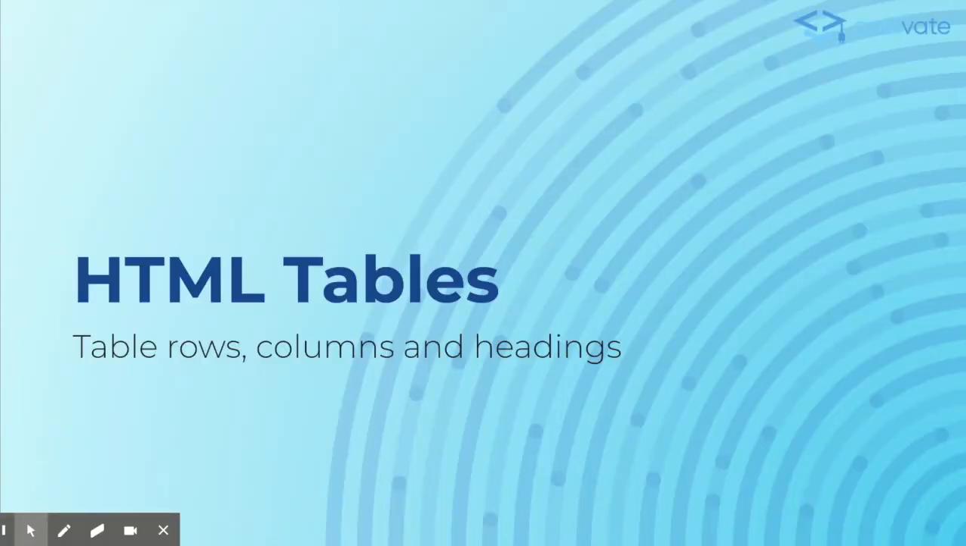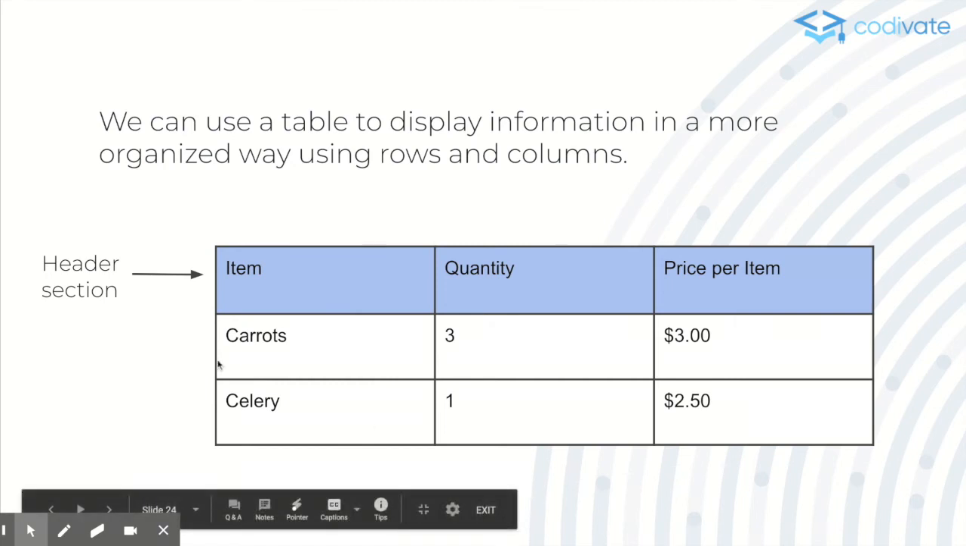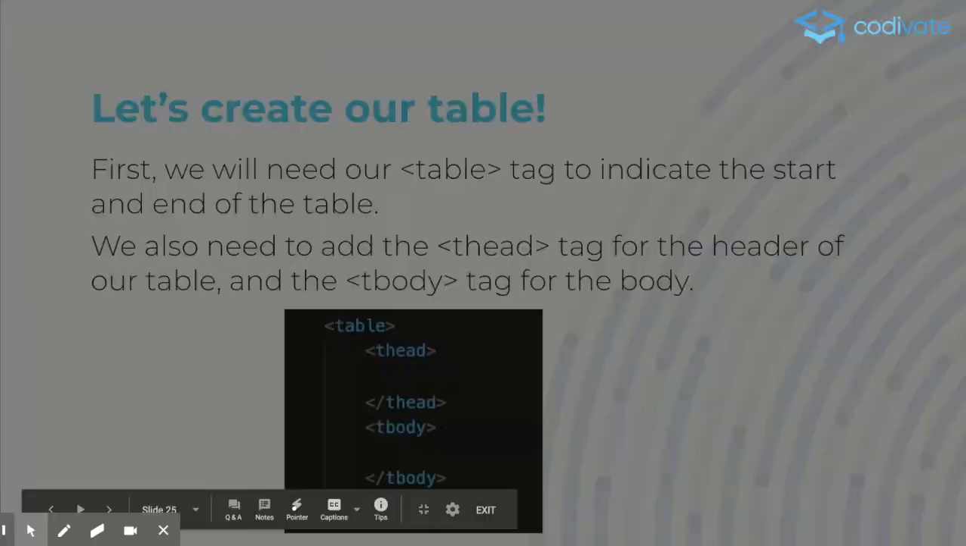HTML tables, and that includes rows, columns, and headings. We can use a table to display information in a more organized way than using rows and columns. Over here, we can have our item, quantity, price per item, for example, and then we have 2 items, carrots and celery, with their respective quantities and prices per item.